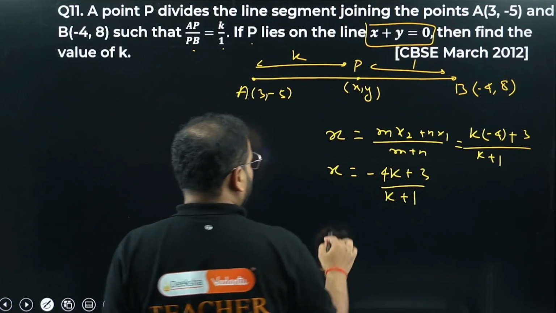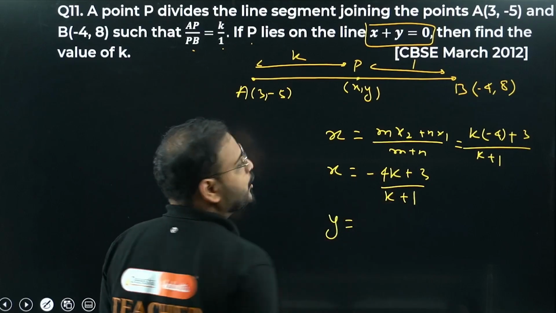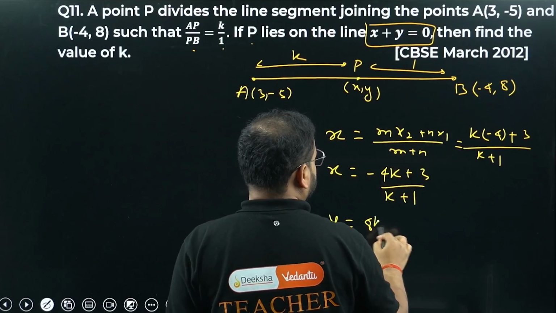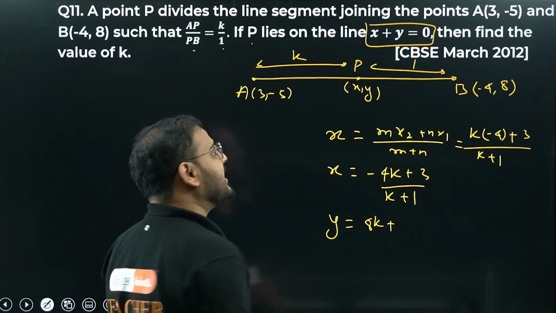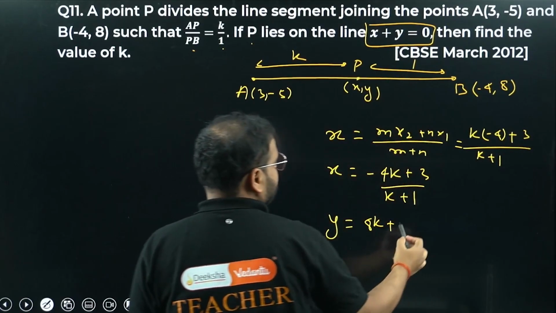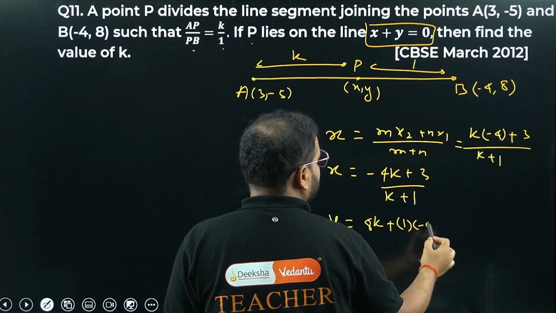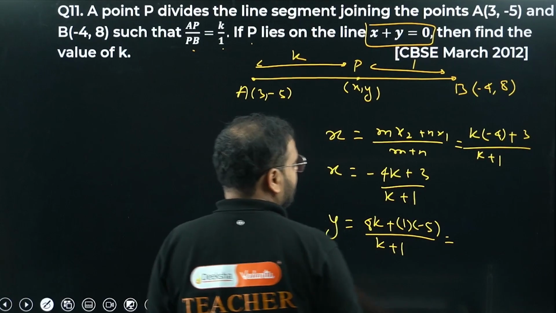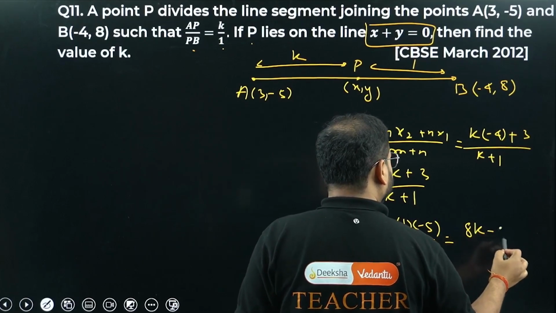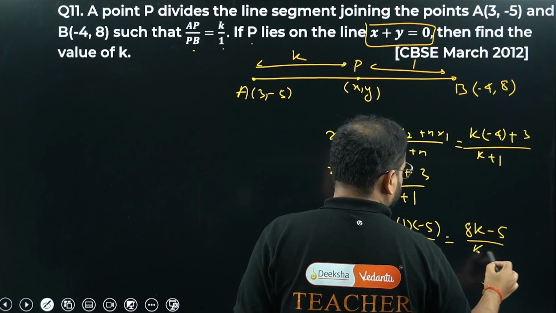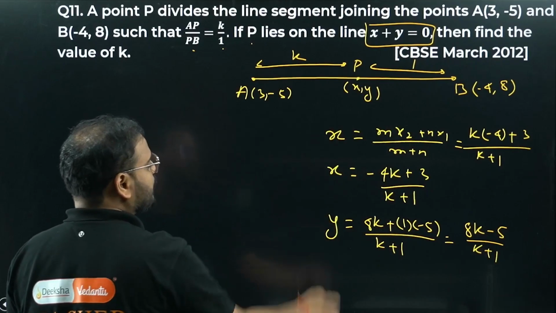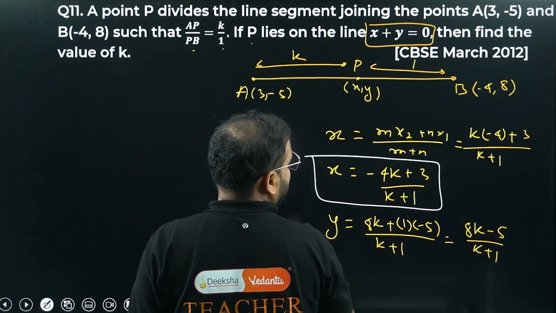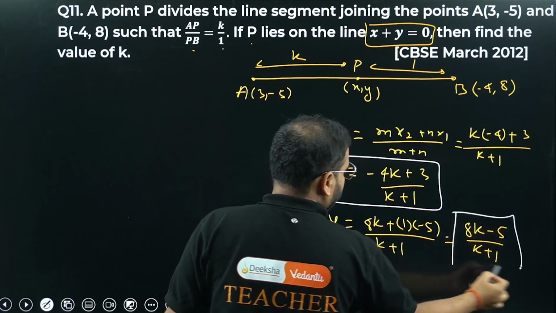Clear? What about the y coordinate? Same way, m is k, y2 means this point, so 8k plus n y1. N is 1 and y1 is minus 5. So 1 into minus 5 divided by k plus 1, so m plus n. How much is that? 8k minus 5 upon k plus 1. X is known, y is known. X value is over here and y value is over here.